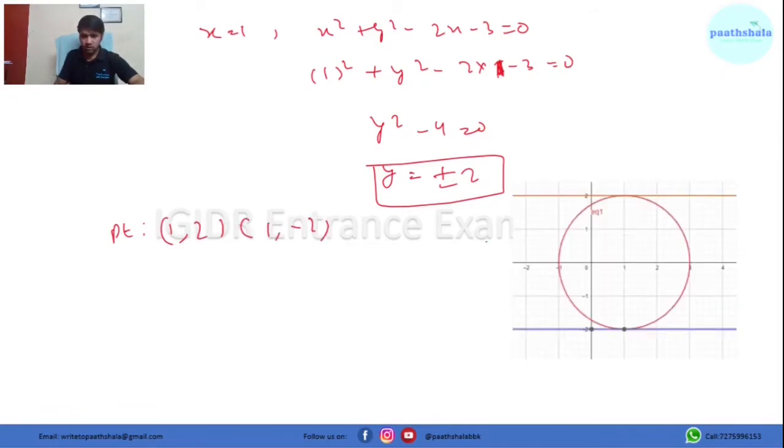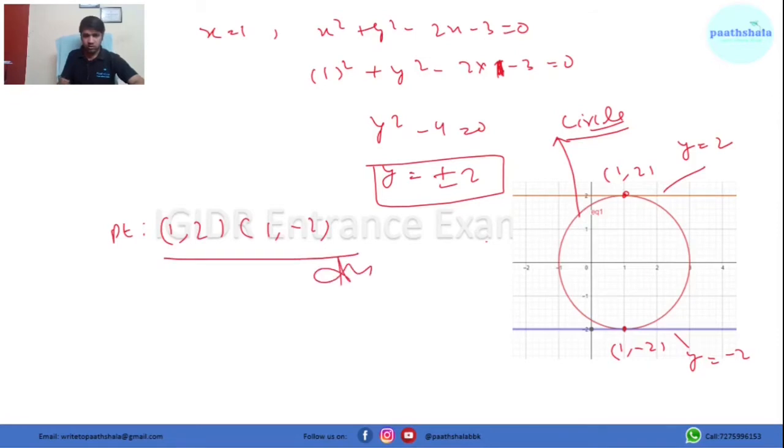Let's understand it by graph. Here you can see that we have two tangents. This is y equals to plus 2 and this is y equals to minus 2. The equation of the curve represents a circle. Remember this thing, here we are getting 2 points. These two are the points of contact. This will be 1 comma 2 and this will be 1 comma minus 2. So these 2 points will be your answer.